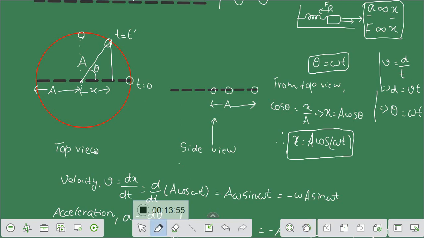So when we look into it in a linear phase, you can see that the motion is going to be to and fro, right? So that's how you relate a simple harmonic motion and circular motion.